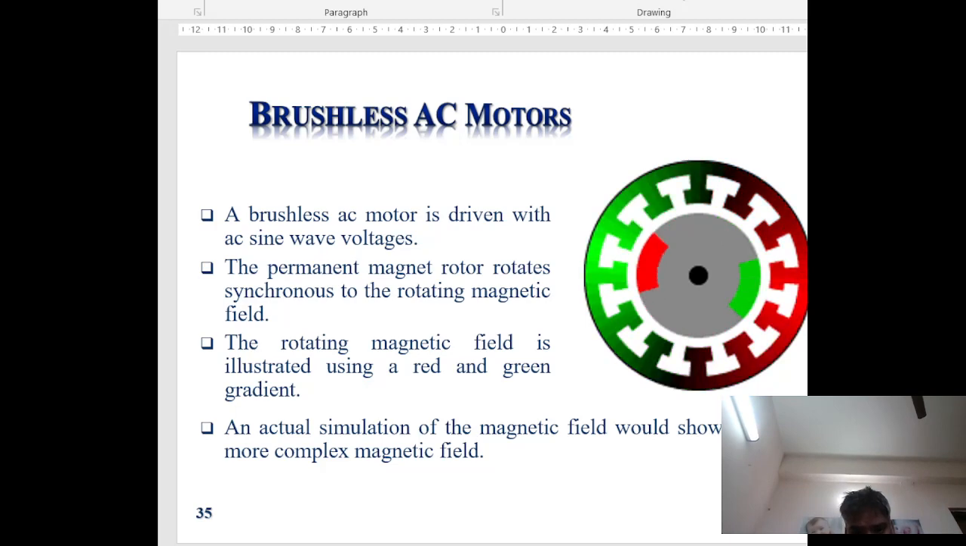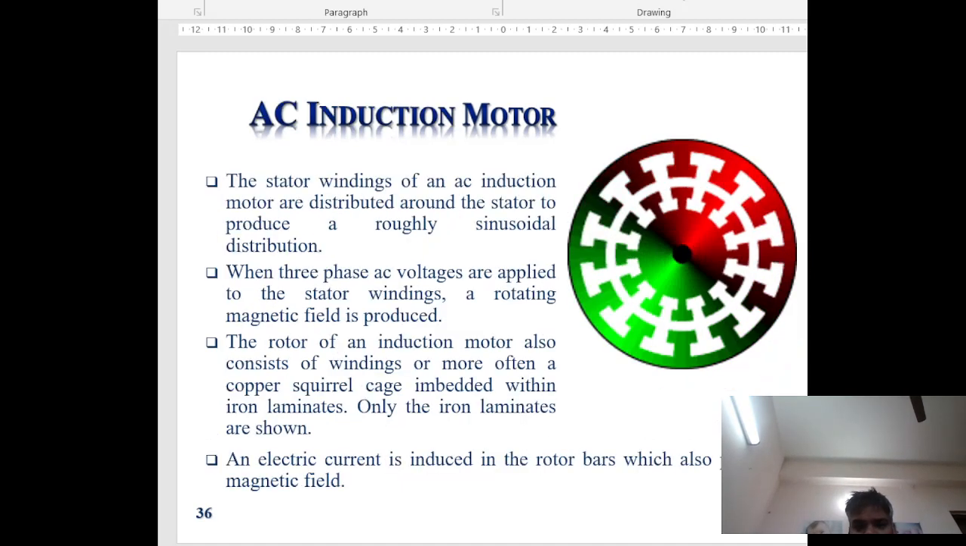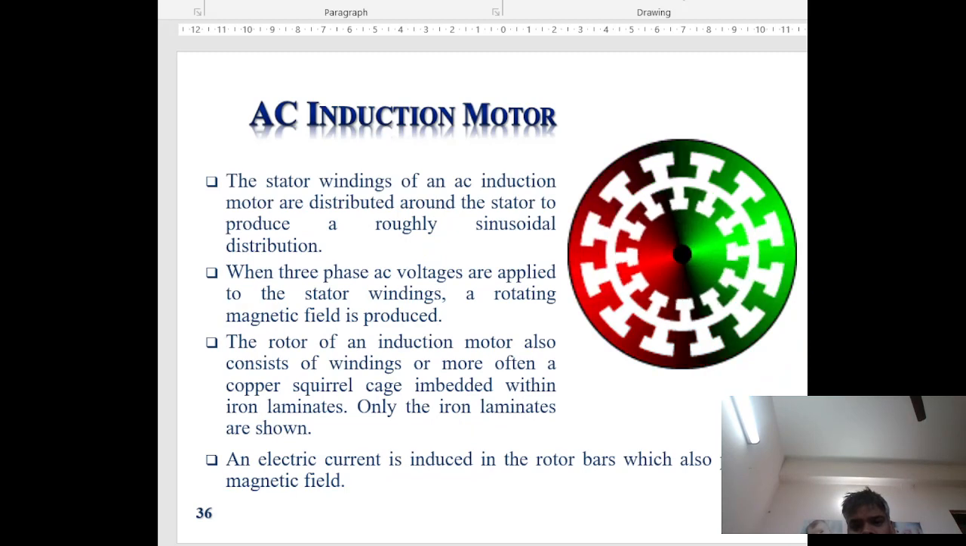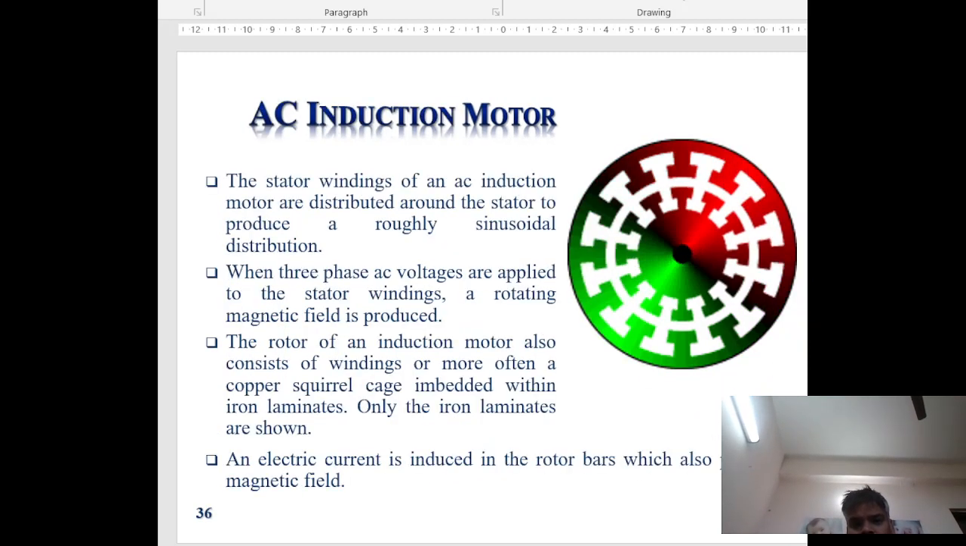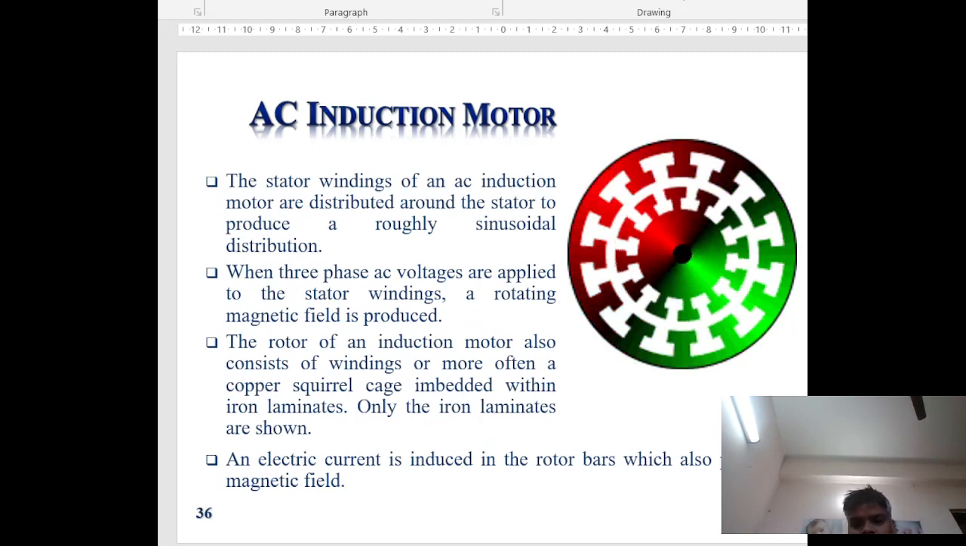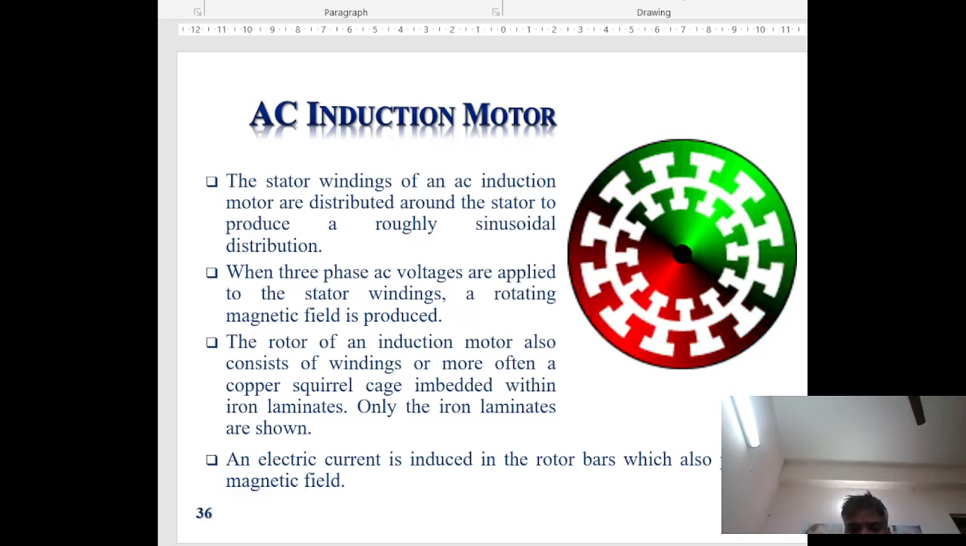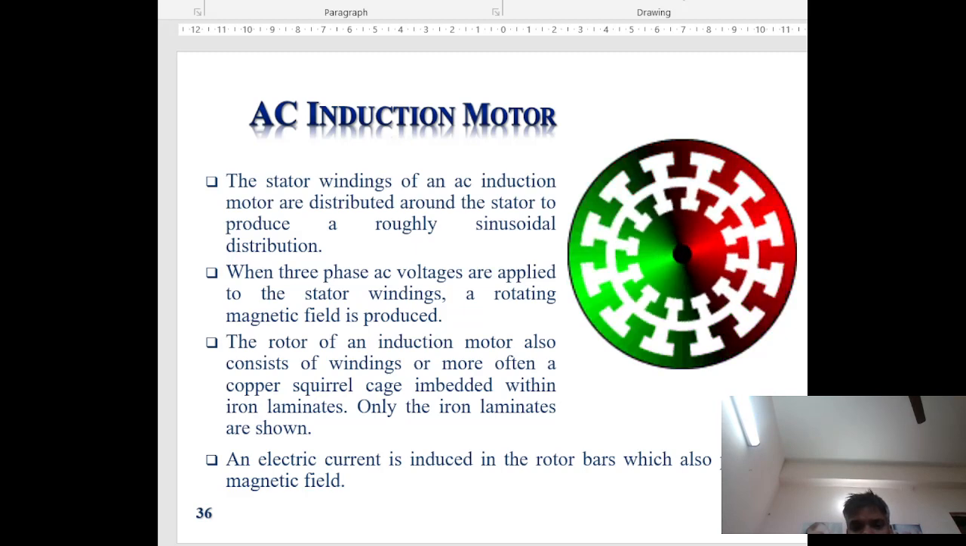The rotating magnetic field is illustrated using a red and green gradient. An actual simulation of the magnetic field would show a more complex magnetic field. AC induction motor. This is the figure. The stator windings of an AC induction motor are distributed around the stator to produce a roughly sinusoidal distribution. When three-phase AC voltage is applied to the stator winding, a rotating magnetic field is produced.